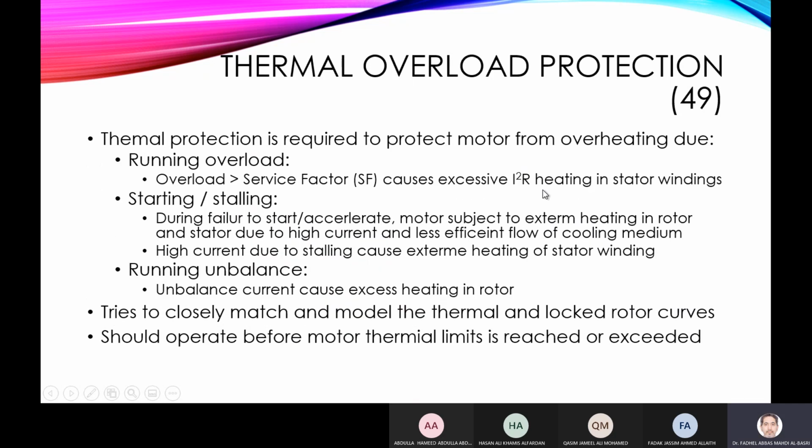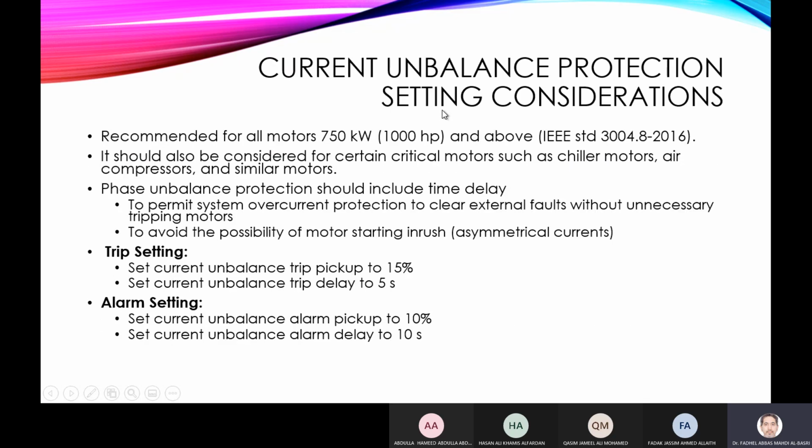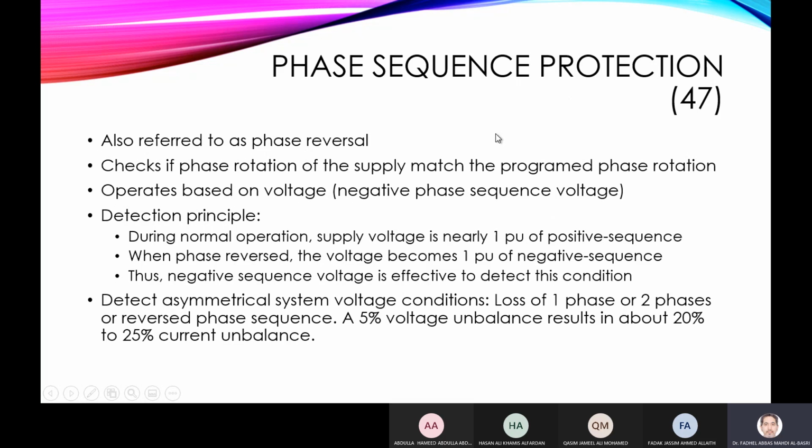This is the most important. You cannot find any motor without thermal overload protections. Similarly, the phase sequence protection is also very important. You can find it in many, but if you have a negative imbalance, some protection can also detect it. I can find the negative sequence voltages to detect also phase reversal.